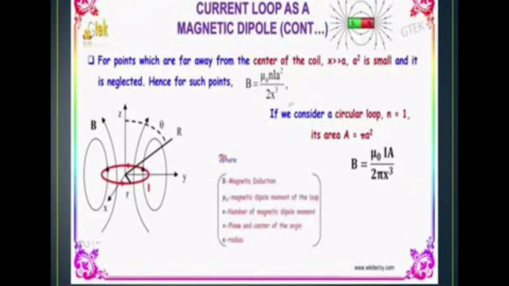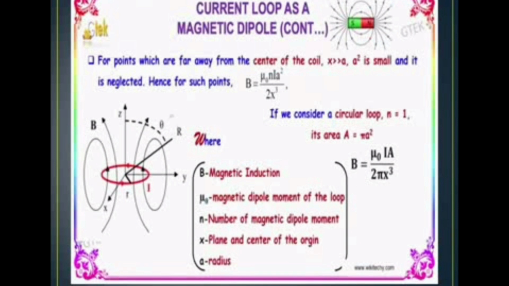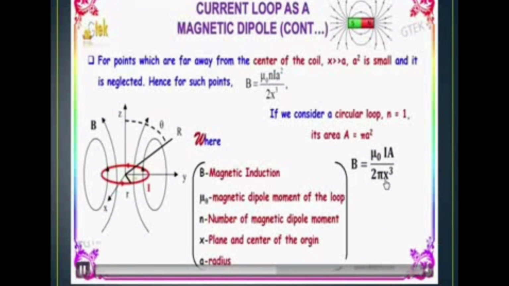So for points which are away from the center of the coil, that means x is very much greater than a, a square is small, so neglecting that value you will get mu naught n I a square by 2x cube. The area is equal to pi a square; instead of pi a square we can write A, that is A means area, and the small a is the radius. So mu naught I A by 2x cube, and with pi we get 2 pi x cube. So I A is the magnetic dipole moment, already we know that.